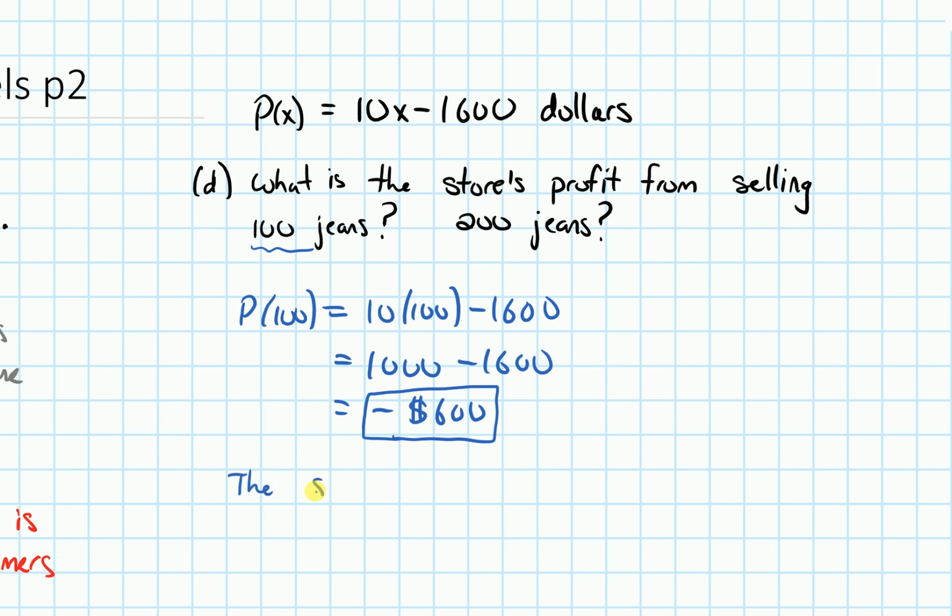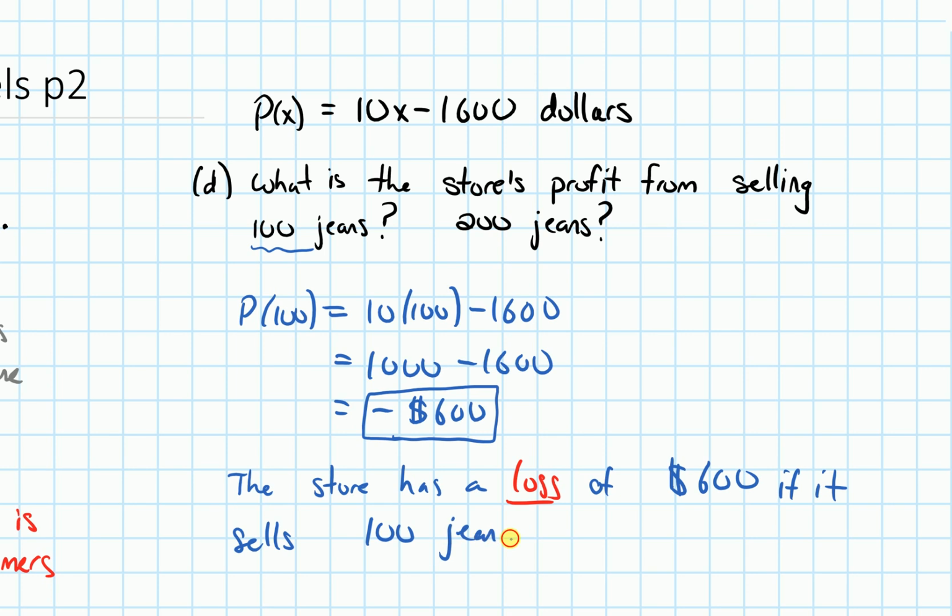This means that the store has what's called a loss. The store has a loss of $600 if it sells 100 jeans. If it sells 100 jeans, overall, it's down $600. Overall, it'll have $600 less than what it started with.